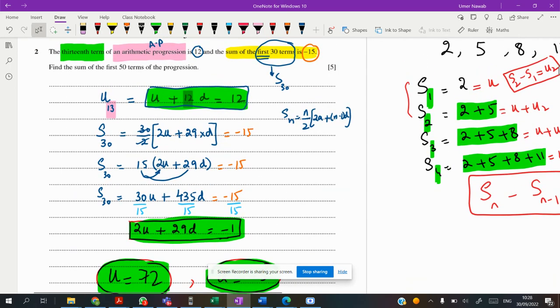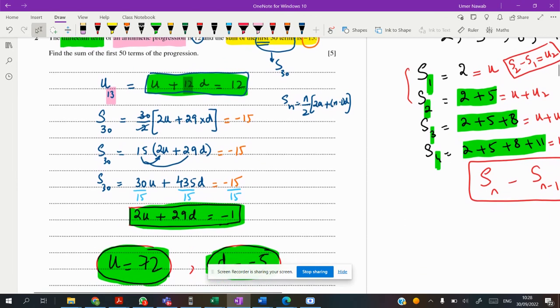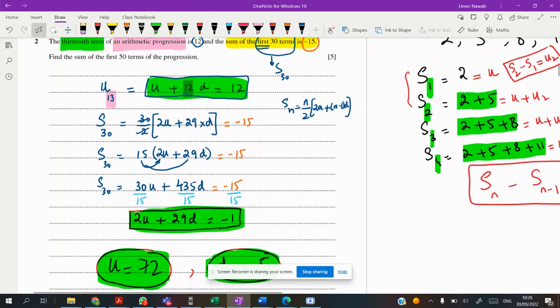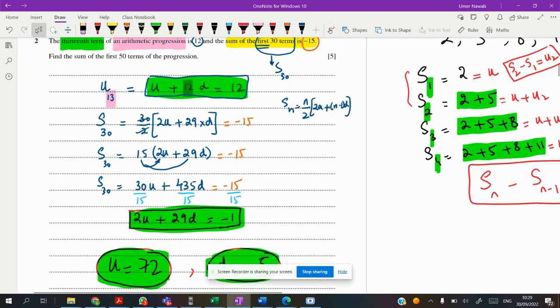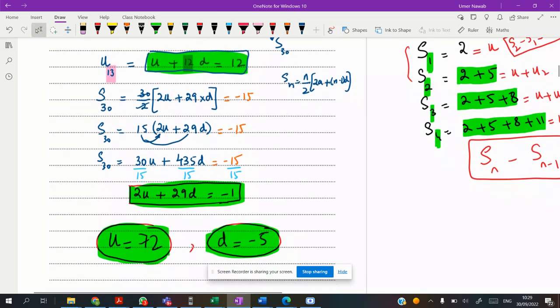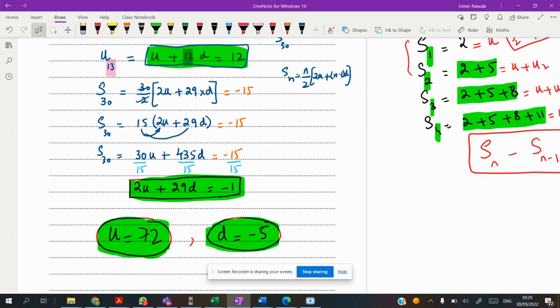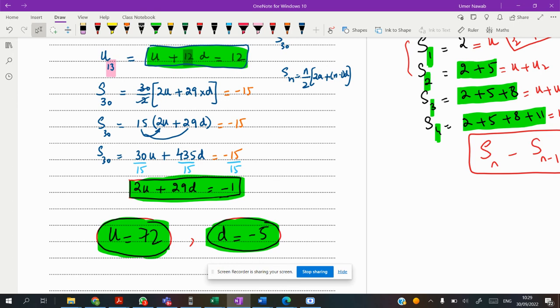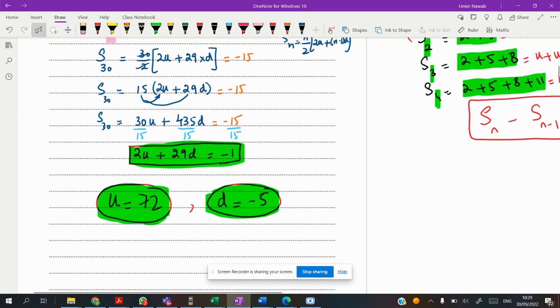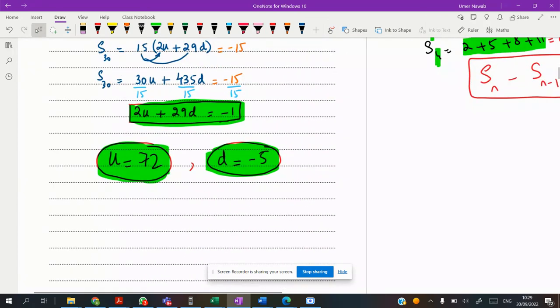And then he gave another condition, not based on a term but on the sum of the first 30 terms. So n was 30, u was not known, d was not known, but he said the sum of 30 terms is minus 15. We used the sum formula, which helped us find another equation in u and d. Now you can see the two green equations in u and d. The first equation was based on the term formula. The second equation was derived from the sum formula. And then we used the calculator, or in the exam you must know how to solve two linear simultaneous equations. We got u equal to 72 and d equal to minus 5. So this is question number 2. Thank you, boys.